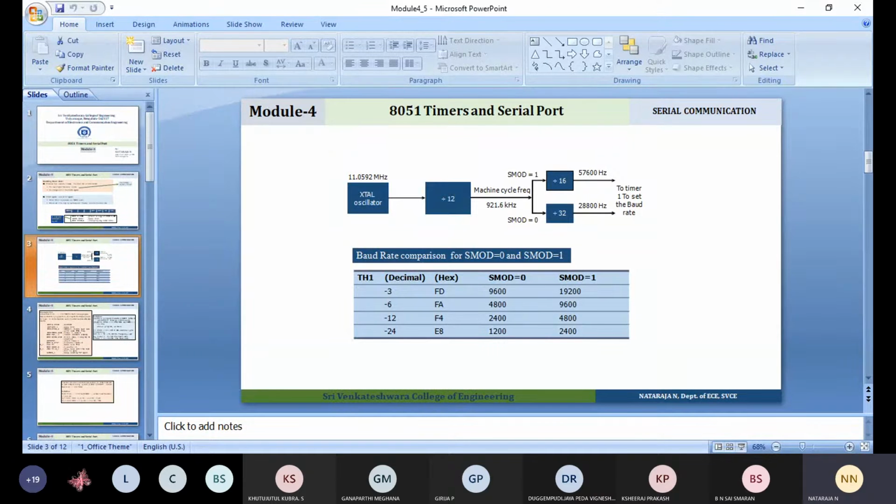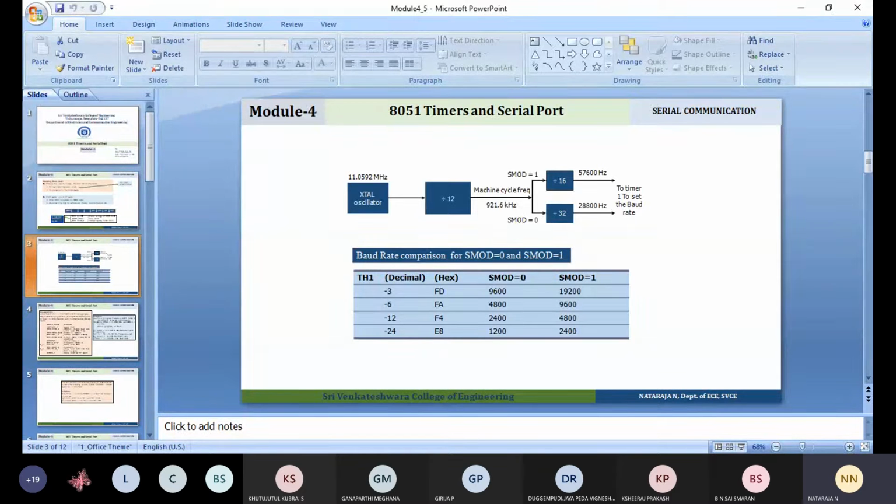Now the baud rate for SMOD equal to 1. In the upper case, with the fixed crystal frequency, we can double the baud rate by making SMOD equal to 1. SMOD is bit D7 of the PCON register, which is set to 1. The 1/12 of the external frequency is divided by 16 instead of 32. The frequency used by timer 1 to set the baud rate is 11.0592 megahertz divided by 12, which is 921.6 kilohertz. Dividing that by 16, we get 57,600 hertz, since SMOD is equal to 1.